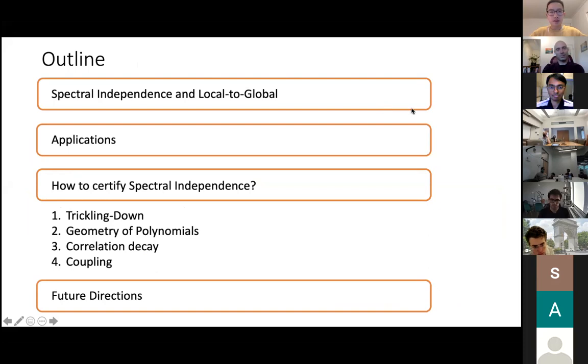Okay, so now I'm going to tell you about some of the methods that we now know that will give you spectral independence. So if you have some Markov chain that you want to analyze, and if for whatever reason the previous techniques were not doing it for you, then maybe you can try to use spectral independence and some of these ideas to analyze your Markov chain.